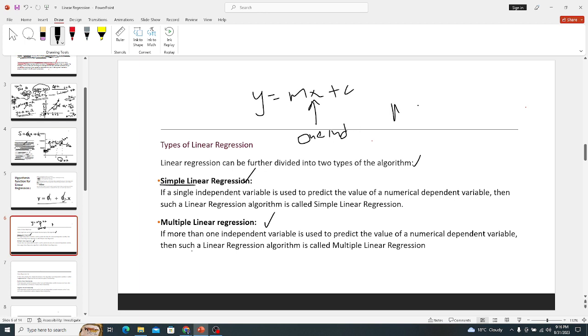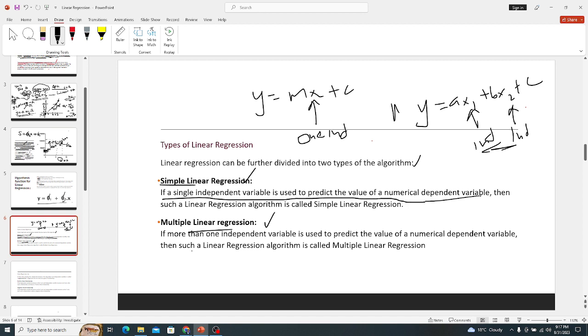If we have, let's say, y equals a x1 plus b x2 plus c, then you can see we have more than one, we have two independent variables. So in this case, this will be multiple linear regression.